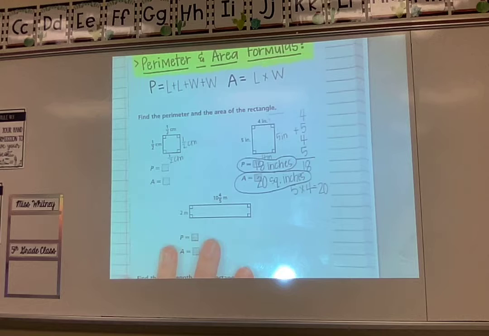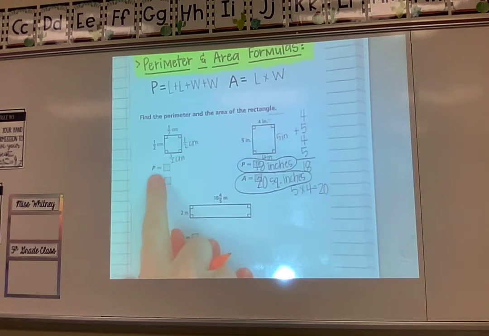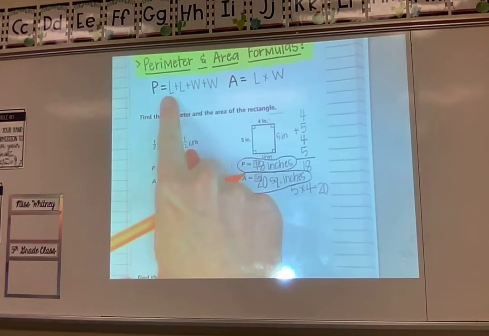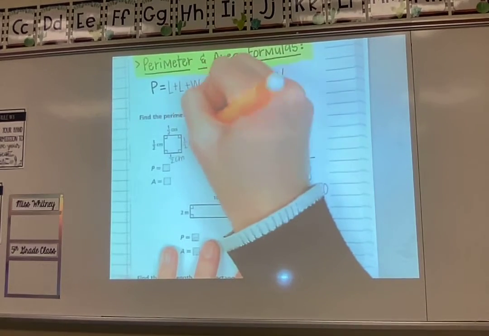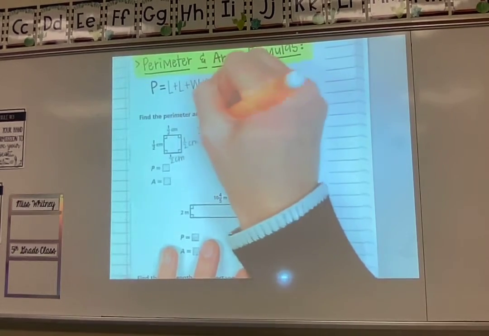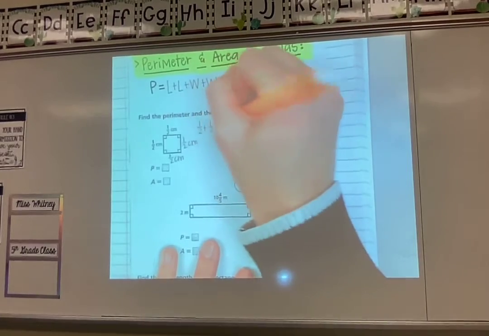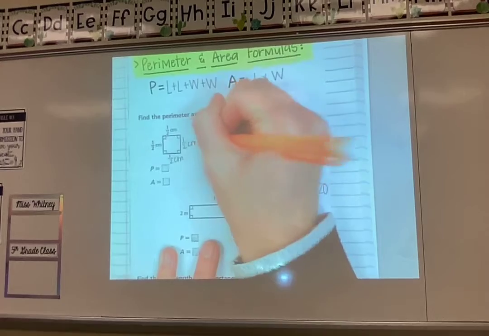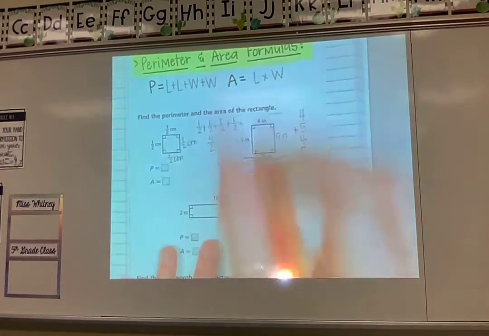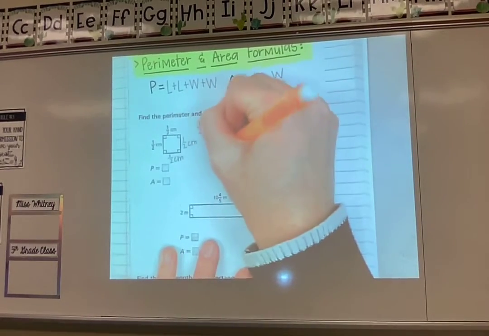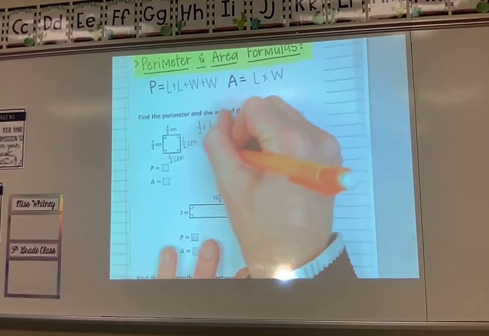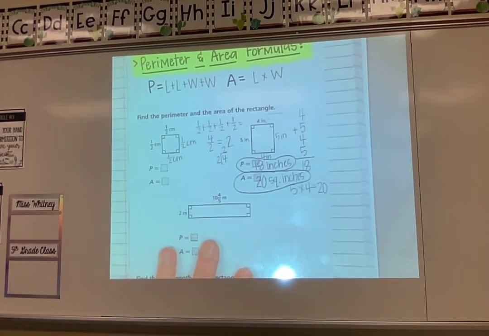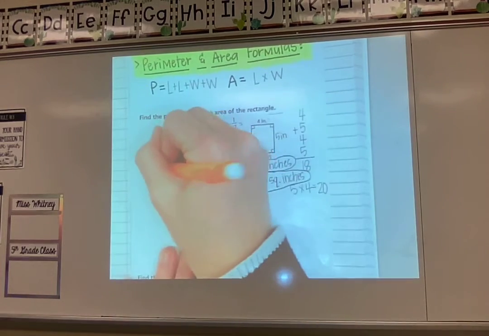Now I can see what they want me to do. First, they're wanting me to find perimeter. Remember, perimeter is add up all the sides. So we have 1/2 plus 1/2 plus 1/2 plus 1/2. All of that together would be 4/2, which would be the same as 2. Because if I did 4 divided by 2, that would be 2. So the perimeter of this rectangle is 2.